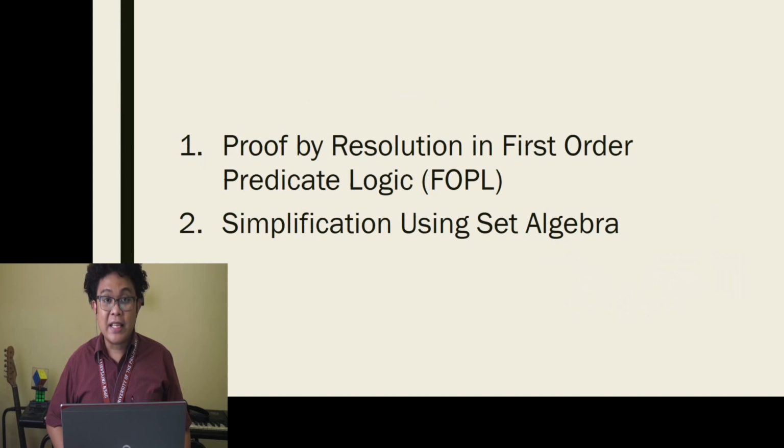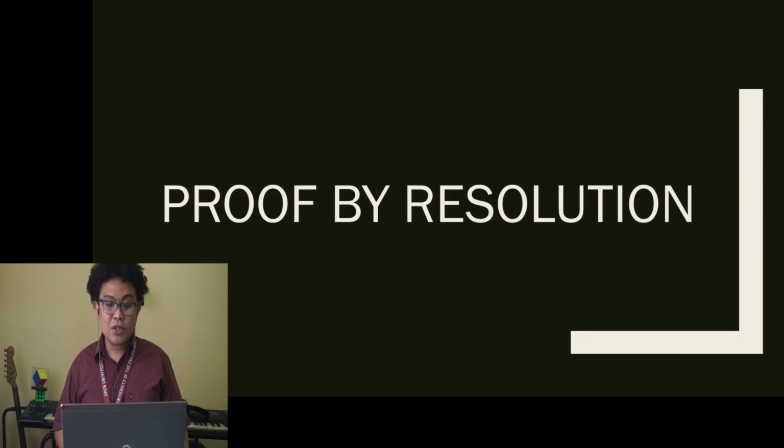We were given two tasks. Number one is to prove an argument by resolution in first-order predicate logic, and number two, to simplify a set expression using set algebra. So let's start with the first task, which is to show a proof by resolution. I'm sharing the details of the actual problem in the description if you want to try it yourself. Note that in this presentation, I'll focus on the actual proof by resolution using the resolution tree.